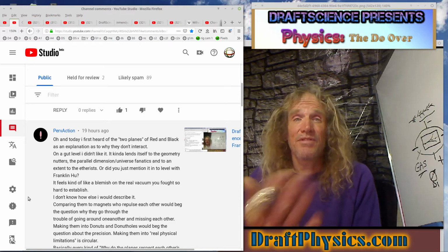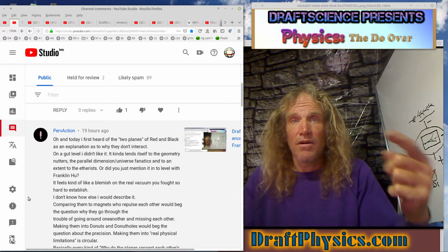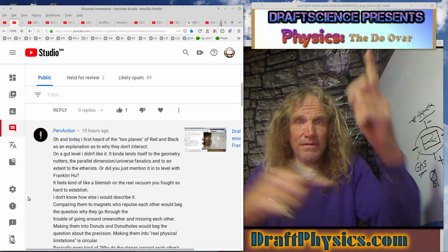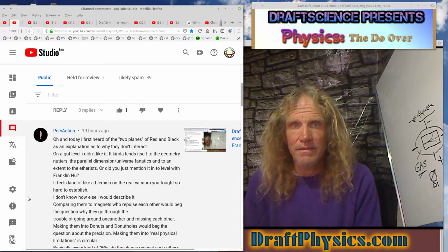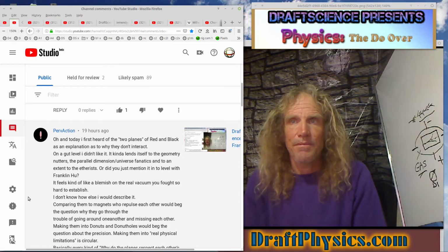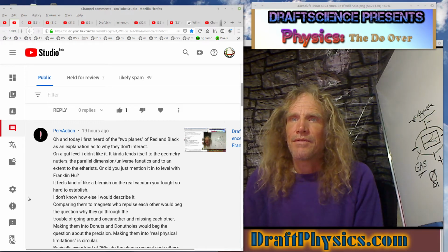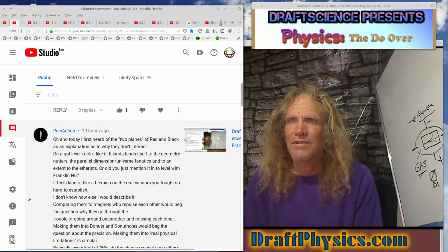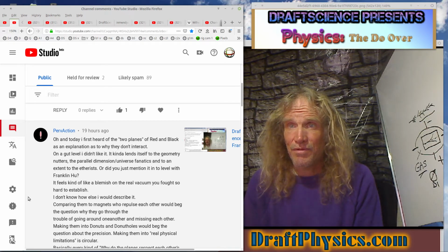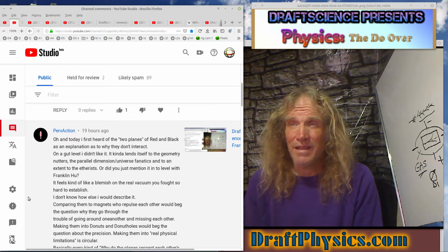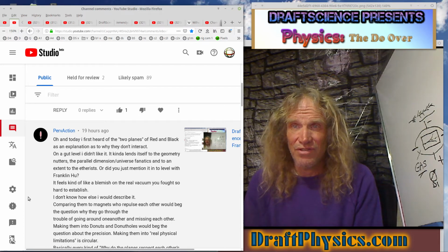I'm just saying, then come up with some other reason. The black bits and the red bits are shaped such that they always deflect off of each other in a way that's benign. They slide over each other or something. Anyway, I don't know how else I would describe it. Okay, well, whatever. Comparing them to magnets who repulse each other would beg the question of why they go through the trouble of going around each other and missing each other. Well, they're obviously not radiating a force, so they're not like magnets at all. They're not charges at all.